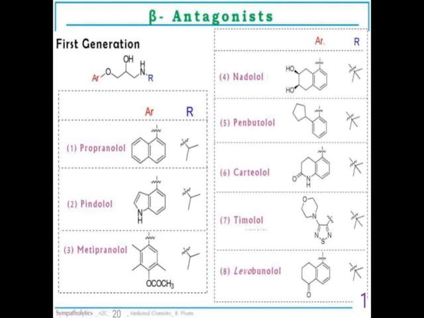So these are some examples of beta antagonists: propranolol, pindolol, nadolol. These are some examples of first generation beta antagonists.